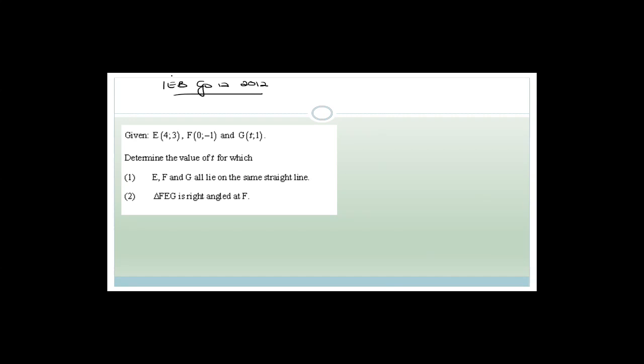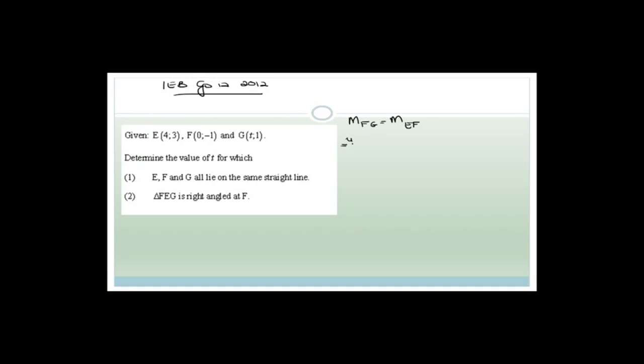So it says, given E(4,3), F(0,-1) and G(T,1), determine the value of T if E, F and G lie on the same straight line. So what are they saying? They want to know what this value would be if they were collinear. So what do we know about that? We know that their gradients have to be the same. Okay, so in other words, the gradient of FG has to equal the gradient of EF, or even the gradient of EG. But let's just work with this.